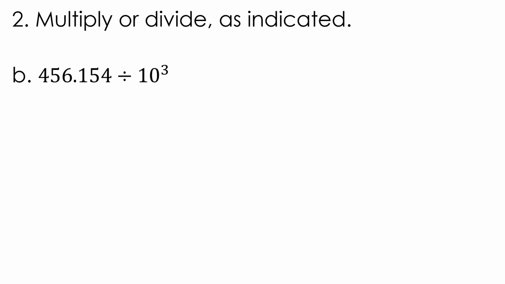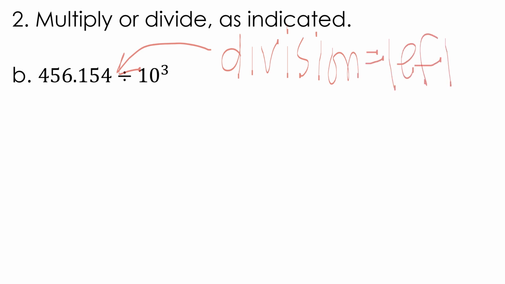All right, next we are dividing by a power of 10. Remember, if we're dividing by a power of 10, we're moving to the left. And how many times are we moving to the left? Well, that's determined by the power. This says we should move to the left 3 times. We know it's left because of the division. So division tells you to move left, and the 3 tells you how many times to move it.